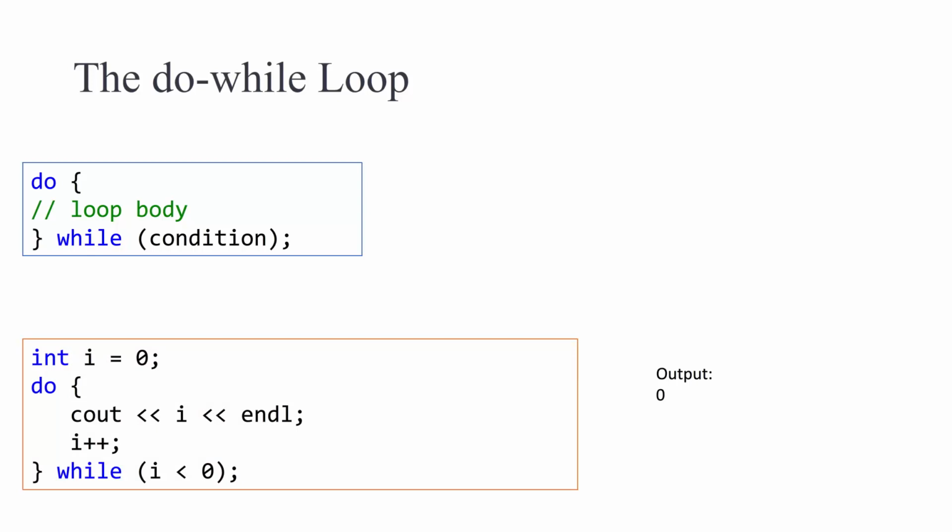Therefore, the output of this code would be 0. This is because the loop body is executed once and the value of i is printed to the console before the loop condition is checked. Since the loop condition is false, the loop terminates after the first iteration. Therefore, the output of this code is a single line containing the value of i, which is 0.